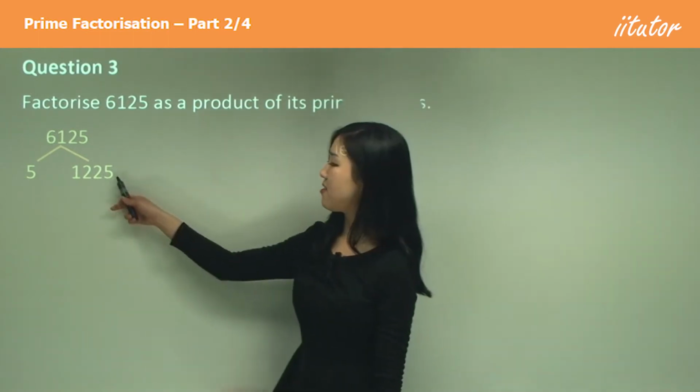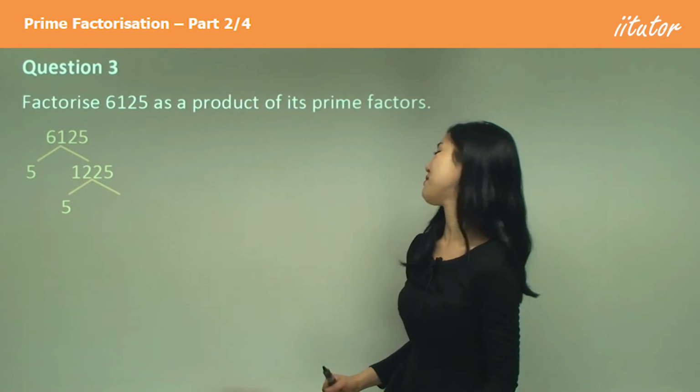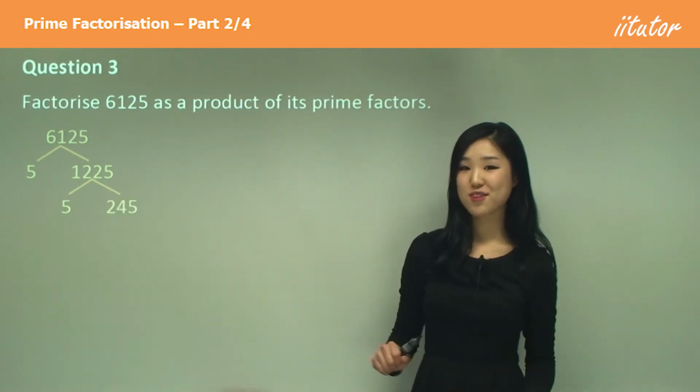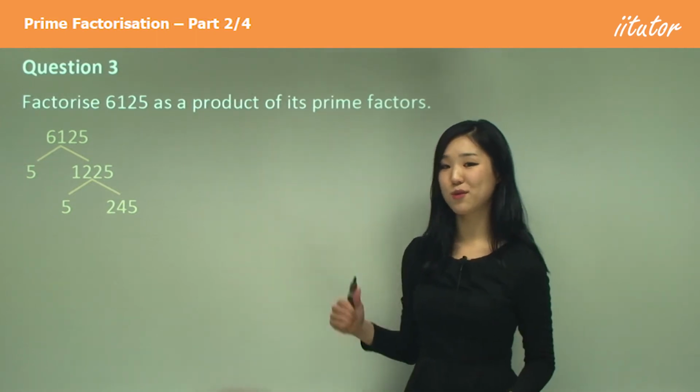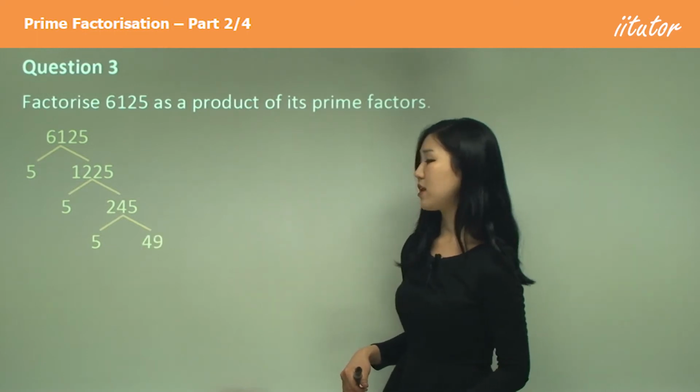1,225. This ends in 5 again, so I'm just going to divide it by 5 because I'm sure that it's going to be divisible by 5. So that divided by 5 is 245. So you can see the numbers getting smaller and smaller, which is good. And I'm going to divide it by 5 again, which is 49.